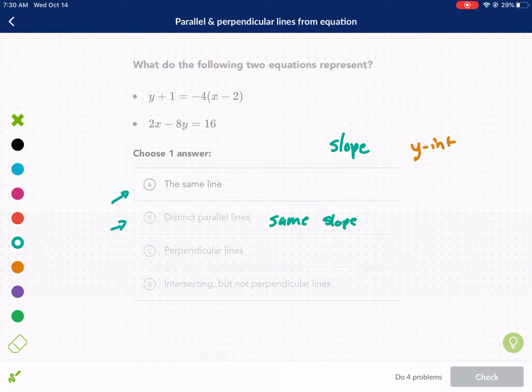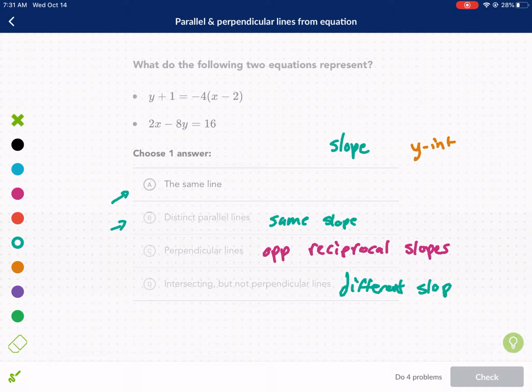They can be perpendicular lines, which means they have opposite reciprocal slopes, and the y-intercept is not important there. For B and C, the y-intercept is really not relevant. And then they can be intersecting but not perpendicular lines, which means they just have different slopes. Different slopes for different folks.